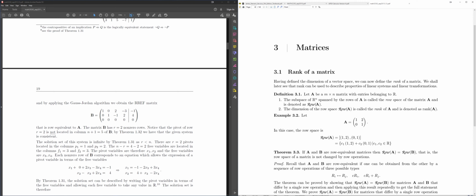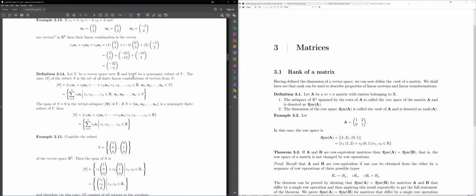And when you vary C1 and C2, you're going to get a large collection of vectors. These vectors are in fact going to sweep out a subspace of R2. In this particular case, the subspace of R2 that we get is in fact just R2 itself. So recall the definition of the span of a set of vectors.